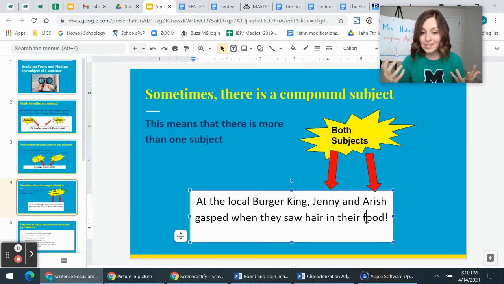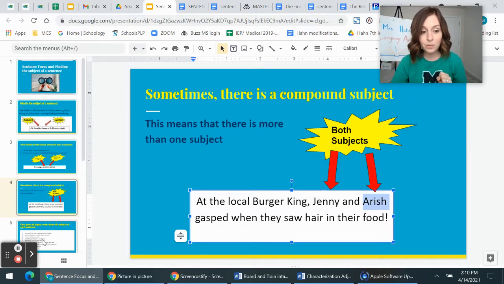In this case, there is an action. We know the subject is not Burger King because Burger King is not doing an action. The action word is gasped. So who is doing the action? Not just Jenny, but Jenny and Arish are doing that action. So both Jenny and Arish are the subjects of the sentence. They become what we call a compound subject, where there's more than one name.